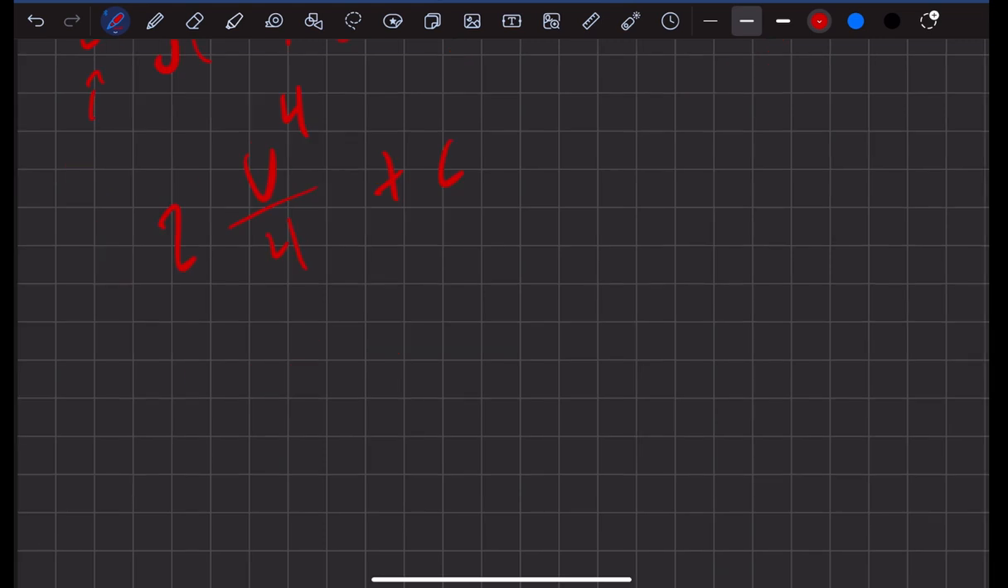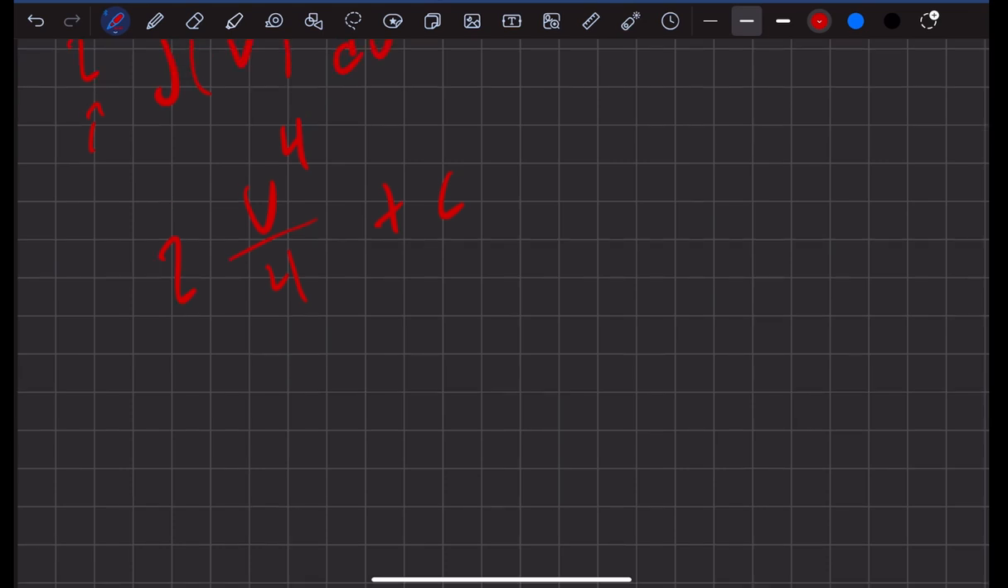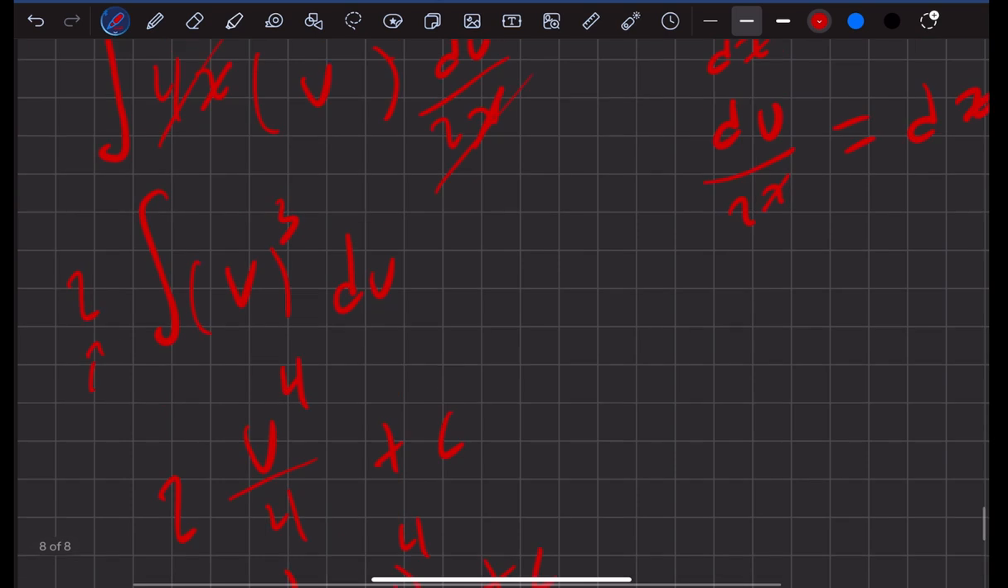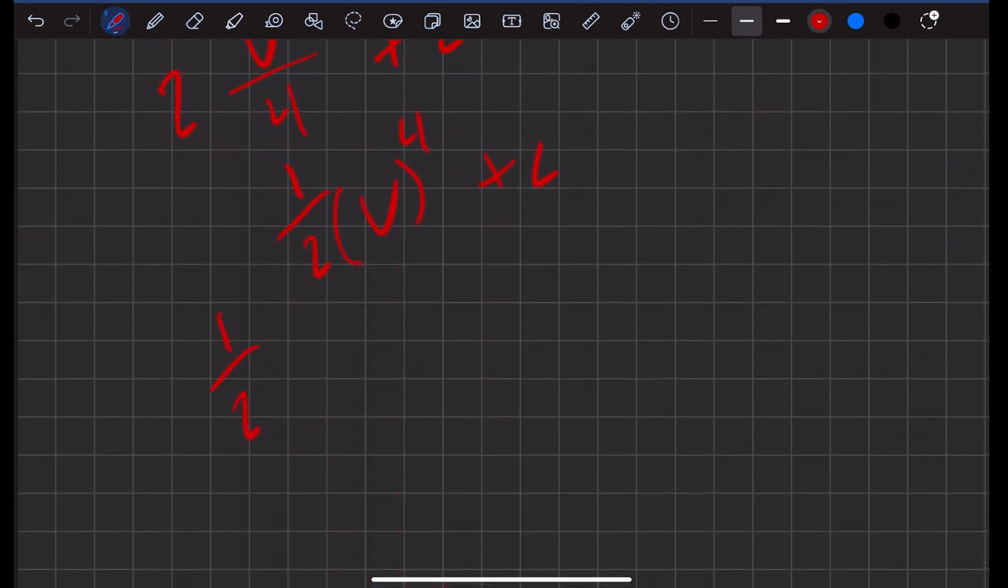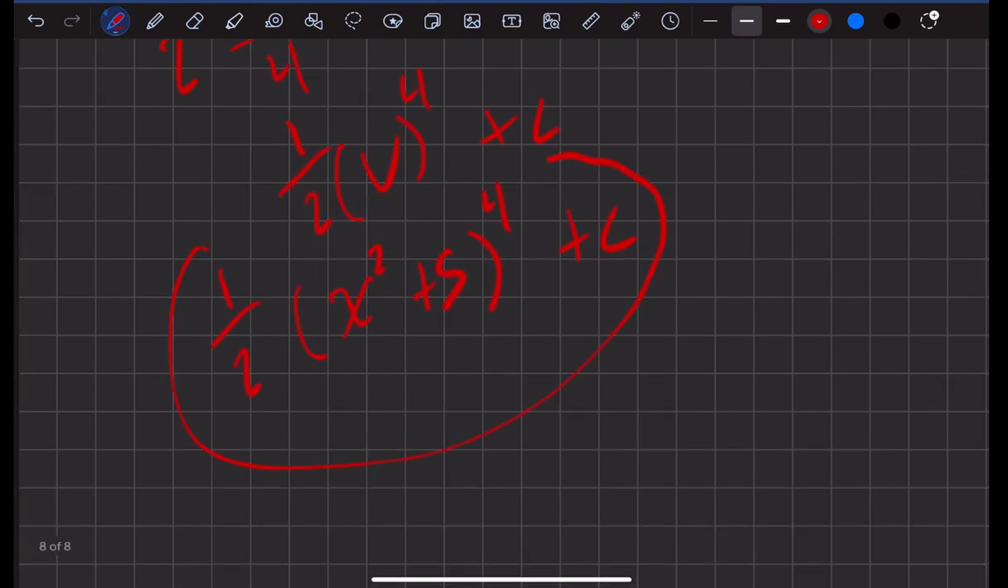But now with this last equation, we have u here, and we don't want u anymore. We want to have x. So for this, we're going to go ahead and start off with simplifying the 2u over 4. So 1/2 u to the 4th plus c, and then we'll just input our x squared plus 5 back into u. So it'll be half x squared plus 5 to the 4th power plus c. And then that will be our final integral.